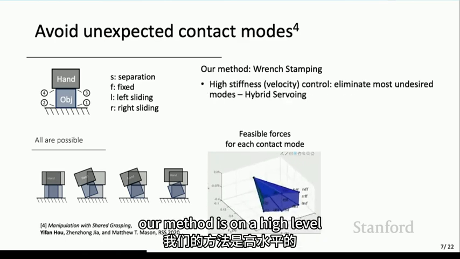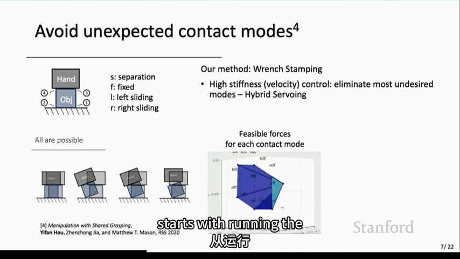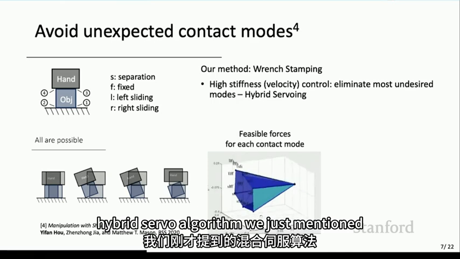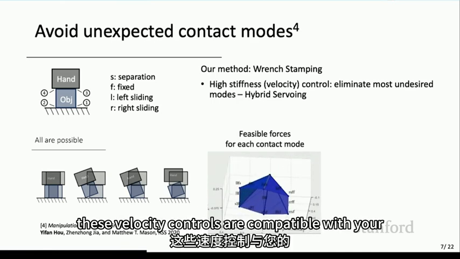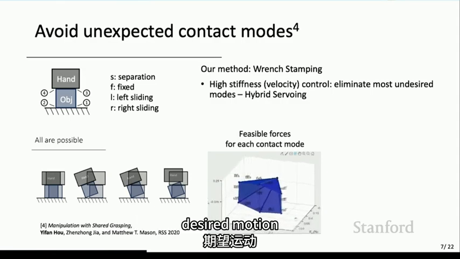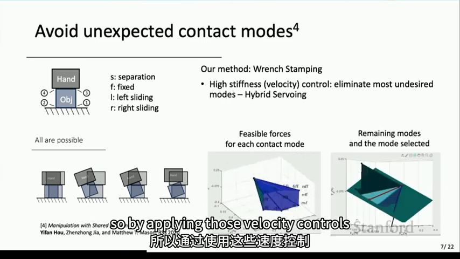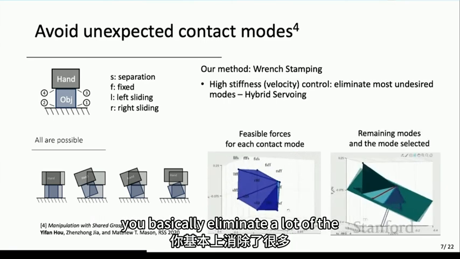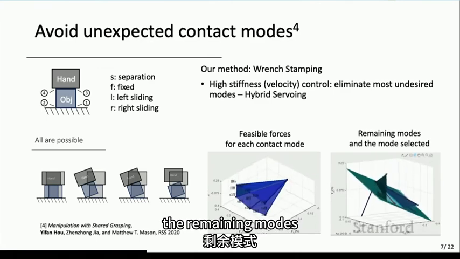Our method, on a high level, starts with running the hybrid solving algorithm we just mentioned, which gives us some velocity controls. These velocity controls are compatible with your desired motion, but they will not be compatible with many others. So by applying those velocity controls, you basically eliminate a lot of the undesired contact modes. The remaining modes.